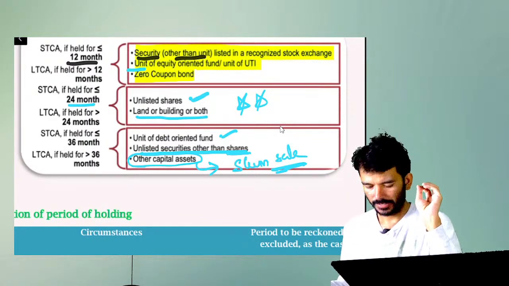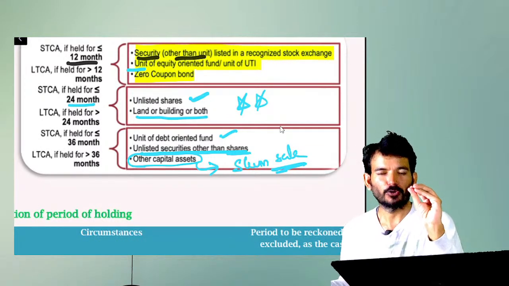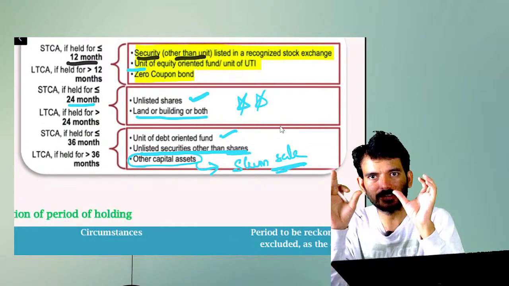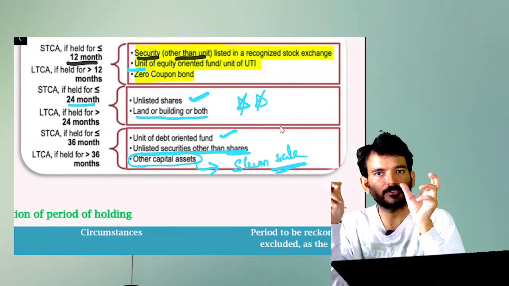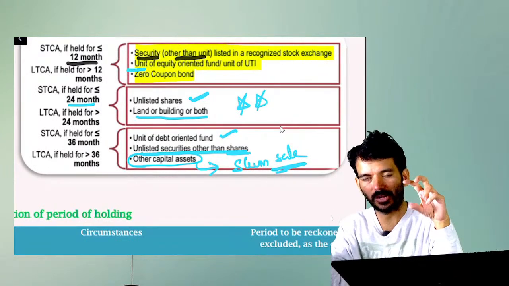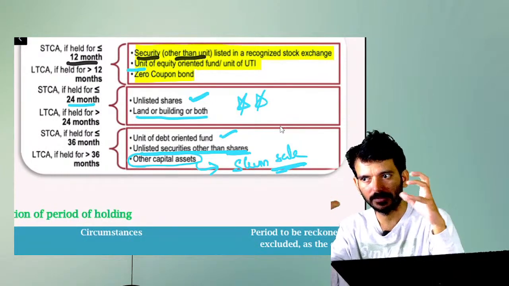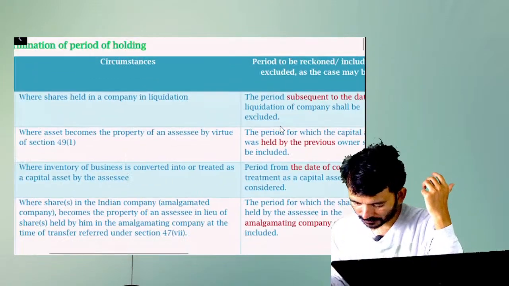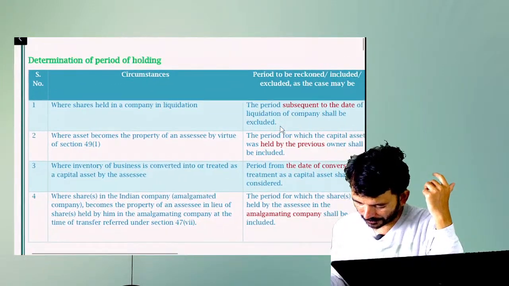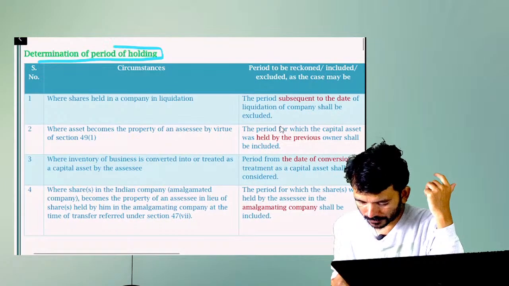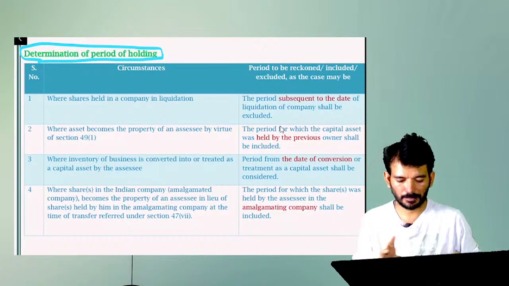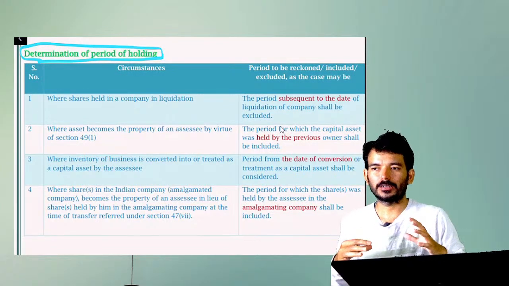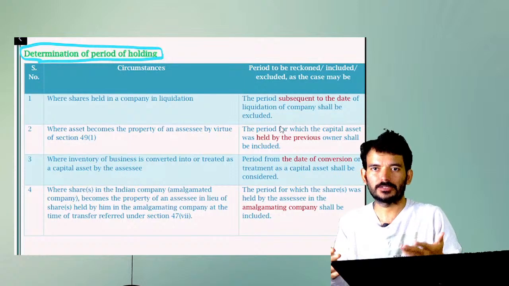So I hope whoever is watching at the moment, this period of holding is clear. Just go with my pattern. When you start this chapter, first start with what is a capital asset, then what is a transfer, then period of holding, one by one. That's how you will peel out the entire chapter. And now we have regarding what is a period of holding. This is also important because it's not that everything that you purchase, you only sell it, right?